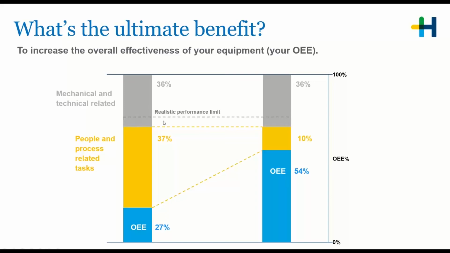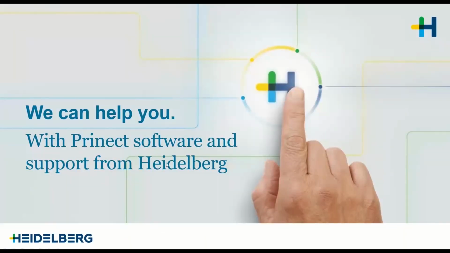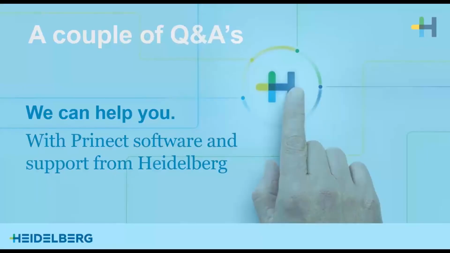Now, there's a realistic performance to what we can do with machinery in terms of improving its performance. Machines already run fast, but we have to stop the presses to do plate changes. You may have shift changes. There's only so much you can do. We can't run them 24/7 without ever stopping. So really focusing on these process and people-related tasks is where the real gains can be made. If we can get this down to 10%, we could ultimately then increase your overall equipment effectiveness up to 54%. And we can help you do this with Prinect software and support from us. We can come up with solutions and ideas.